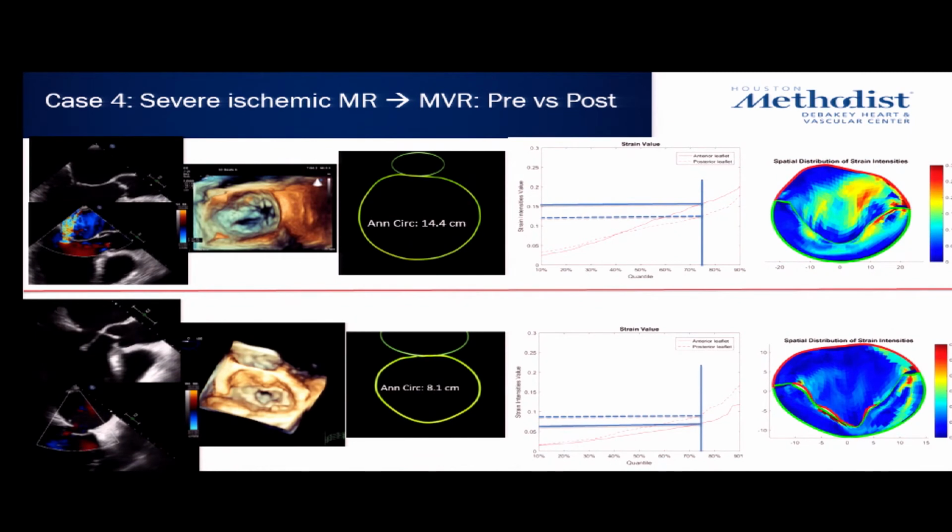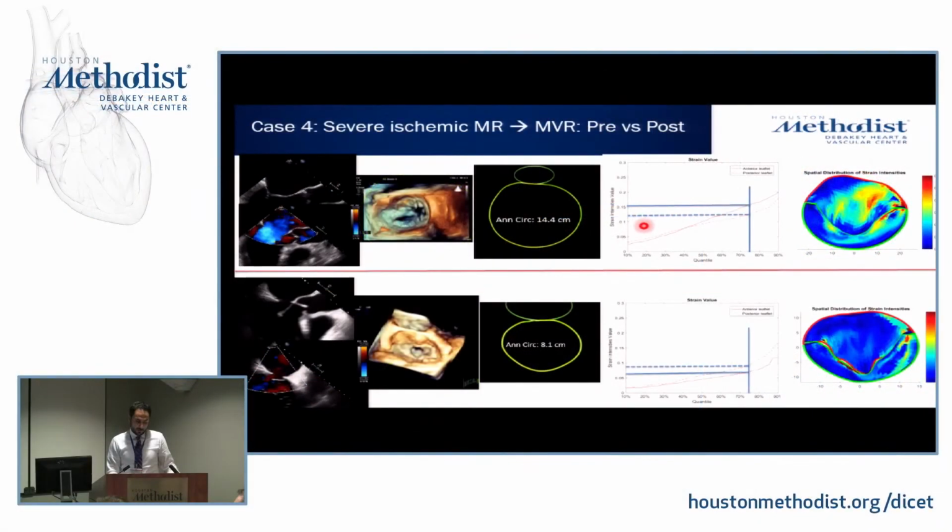Next, I'm going to show a case of mitral valve repair, non-resectional, one of Dr. Lowry's cases. I didn't show the modeling, but you can see how the same software that does the modeling also does some calculation of the annular dimensions and leaflet dimensions. So I showed here pre and post-op how the annular circumference drops significantly from 14.4 centimeters to 8.1 centimeters.